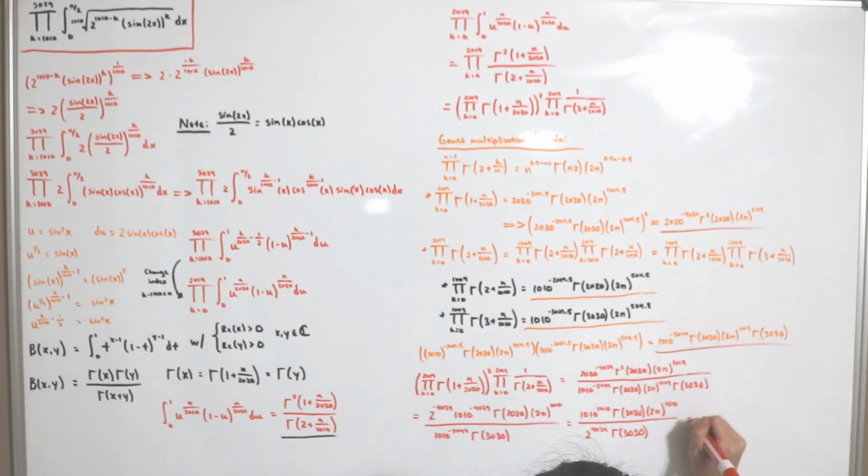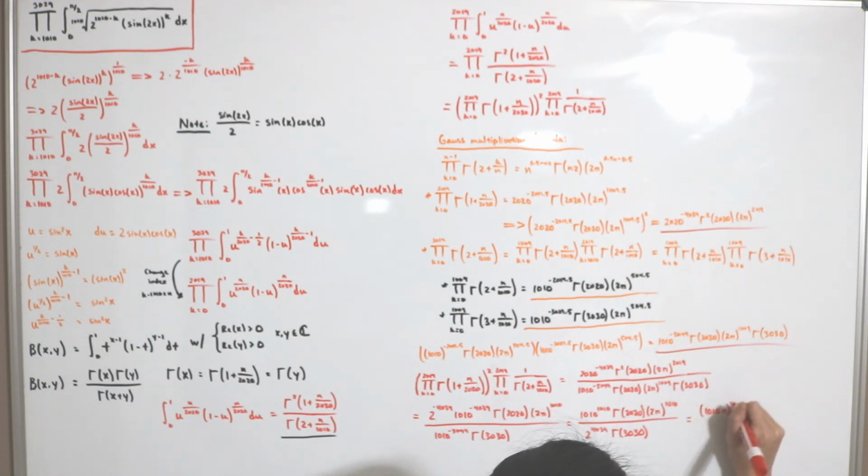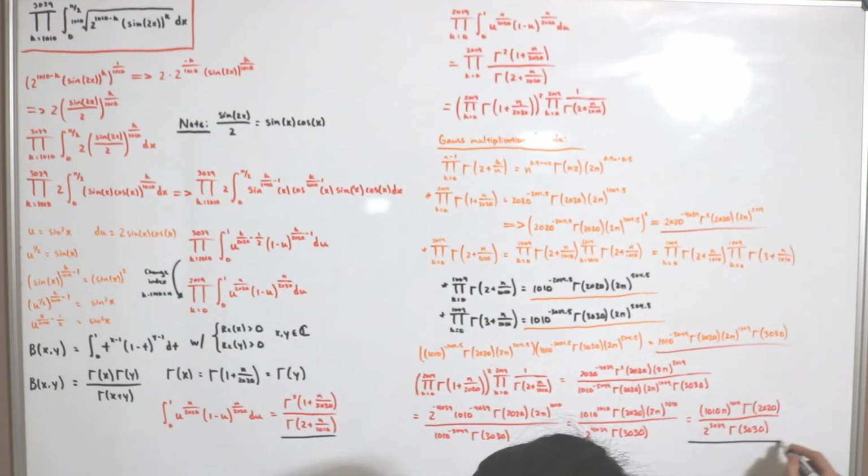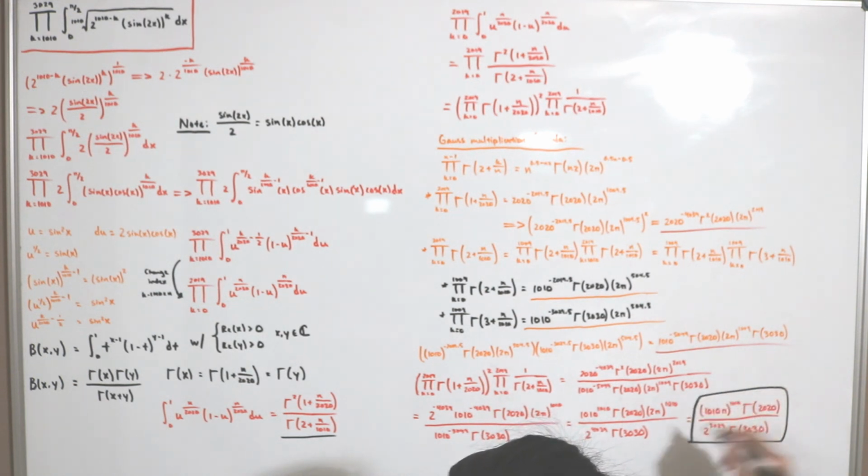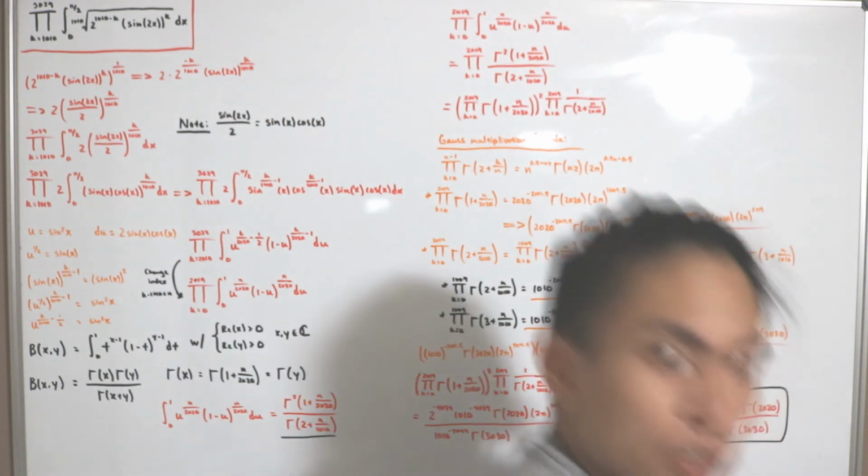So therefore, further simplification, skipping some steps, we'll get that this is 1010 times pi to the power 1010, then multiply with gamma of 2020, and then divided by 2 to the power 3029, and then divided by gamma of 3030. Okay, and there we have it. And that's our final answer and the conclusion of our integral, our product of an integral in this box right here. All right. Now that's pretty cool if you ask me.